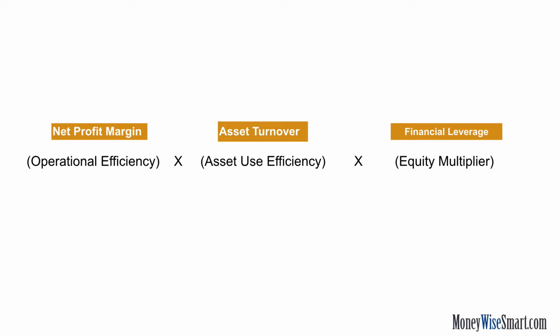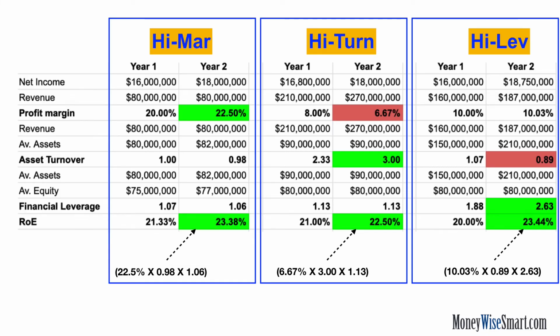So let's bring everything together and take the example of these 3 companies. High MAR, where MAR stands for margin. So the first company has very high margins. The second company is called High Turn. The second company basically has a very high asset turnover. And the third company is called High Lev, which is a business that employs a lot of leverage. As you can see, all the 3 companies managed to increase their return on equity from year 1 to year 2.